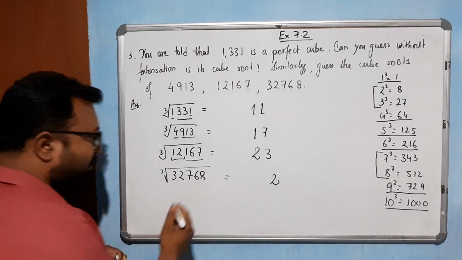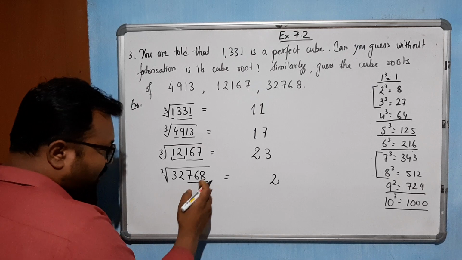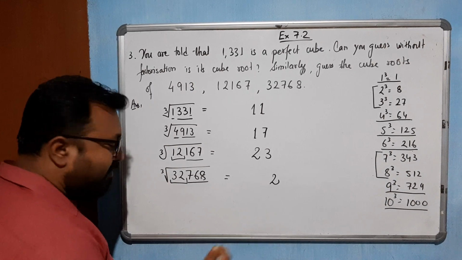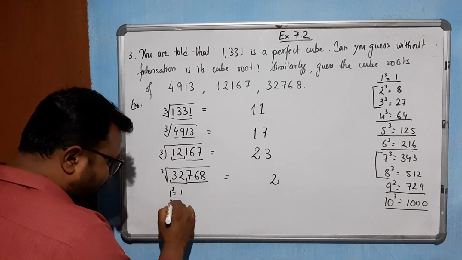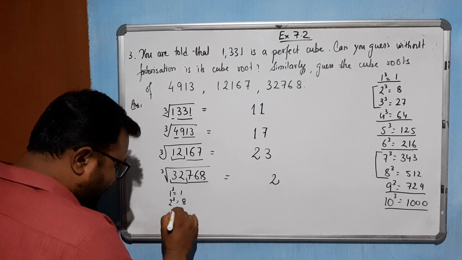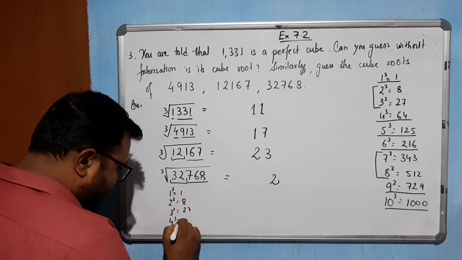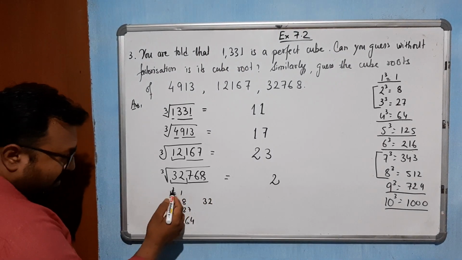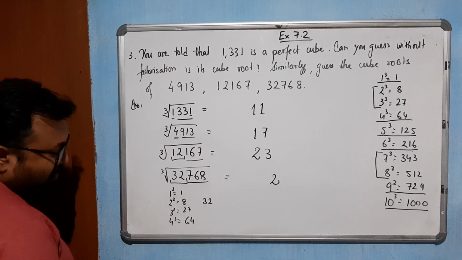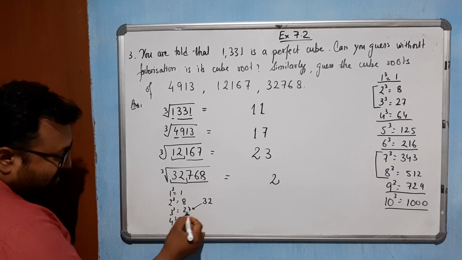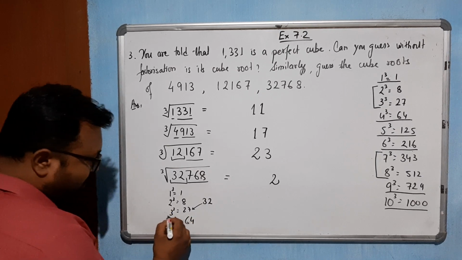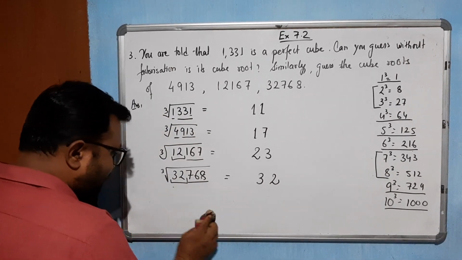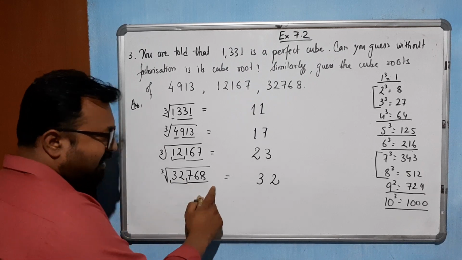Okay, clear? Now come to the next part. We will leave these 3 digits, 1s, 10s, 100s. The remaining digits are 32. We will check which number this is near to. 1 cube equals 1, 2 cube equals 8, 3 cube equals 27, 4 cube equals 64. Now tell me, 32 is nearer to which cube? 2 cube, 3 cube or 4 cube? We can clearly say it is nearer to 27, that is 3 cube. So we will use 3 here. So the cube root of 32768 is 32.